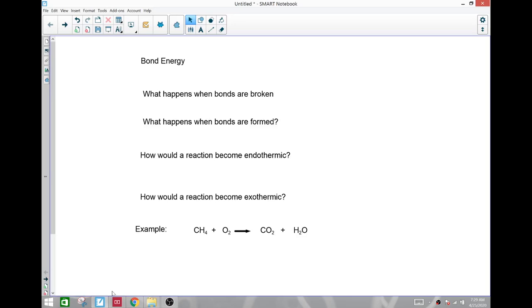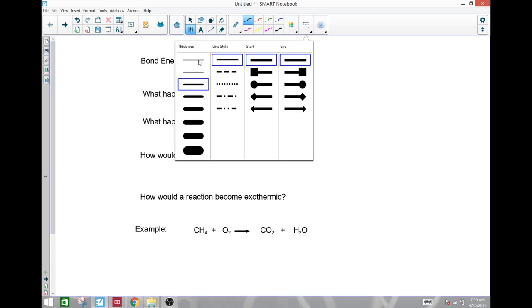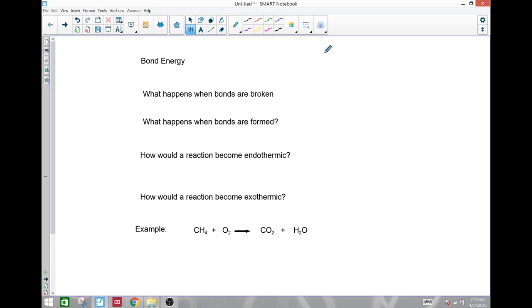We're going to do a little short introductory content video on bond energy. So what is bond energy? Well, in the end, really everything comes down to bonds and energy. So this can really be a situation where we can calculate everything based off just bonds. Now, in this case, there's a little bit of misconception with bonds, okay? And what happens when bonds are broken? What happens when bonds are formed?